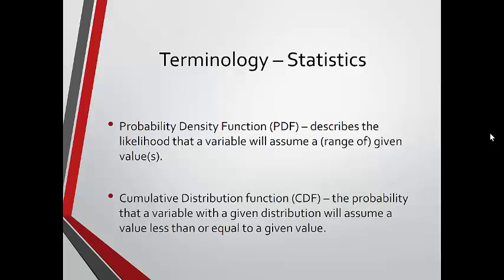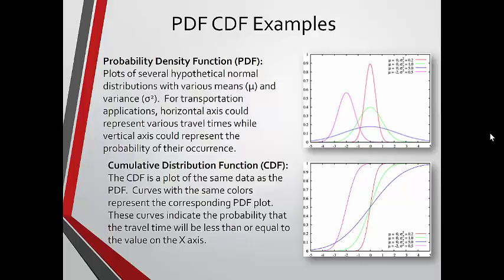A cumulative distribution function is a probability that a variable will assume a value less than or equal to a given value. So these are basically looking at the same distributions, just different ways of looking at the values. What you see here on the top right are a series of, in this case, normal distribution PDFs with different means, which is the center of the distribution, and different standard deviations, or essentially the variability of the data.